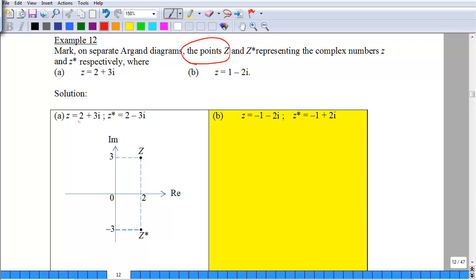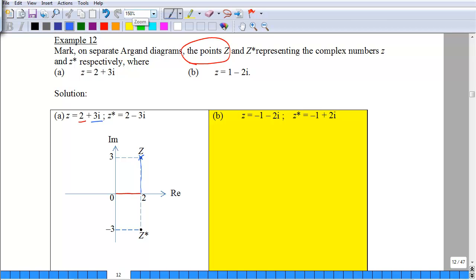Because of the 2, we move 2 units in the positive real axis direction, and because of the plus 3i, we move 3 units in the positive imaginary direction, and this point represents the complex number z. Z conjugate in this case will be 2 minus 3i.